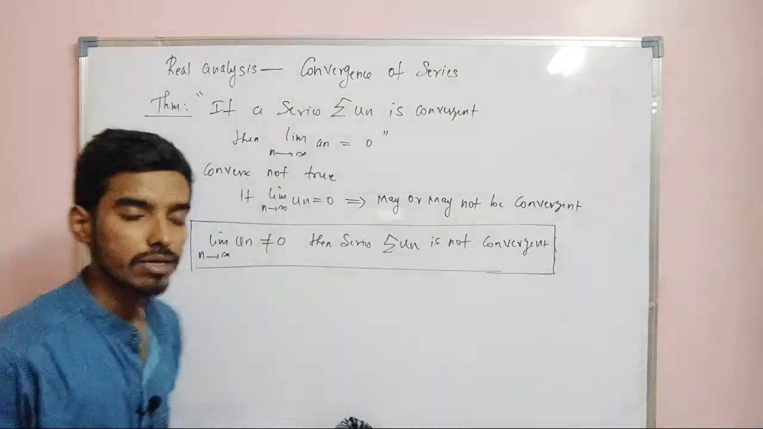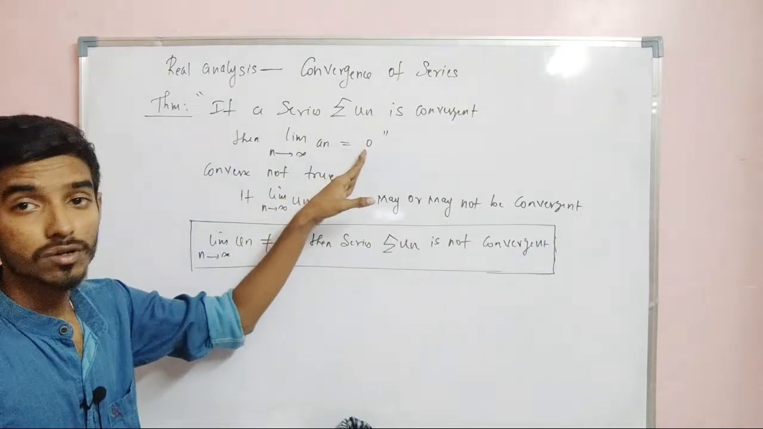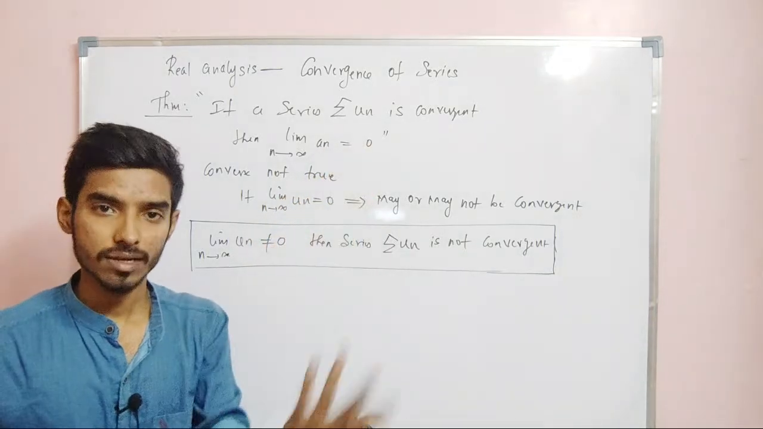Whenever they give a series, you just check whether limit n tends to infinity of un is equal to 0. If that happens, then we can go on to check whether it is convergent or divergent.